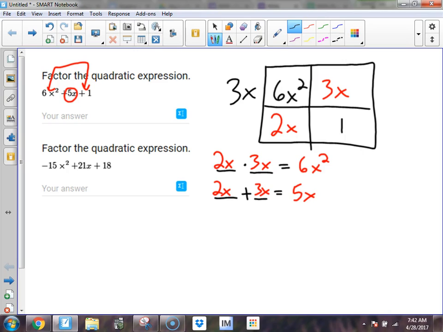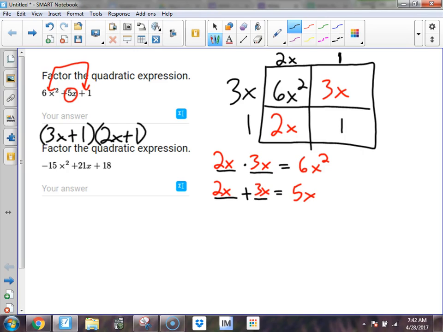3x times what would give me 6x squared? 2x would. 3x times what would give me 3x? 1. 2x times what would give me 2x? 1. Everything is positive when I look at the outside of this box, so then I just put it down as 3x plus 1 in parentheses times 2x plus 1 inside of parentheses.